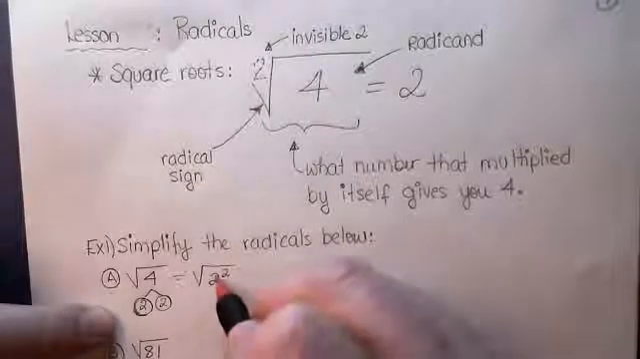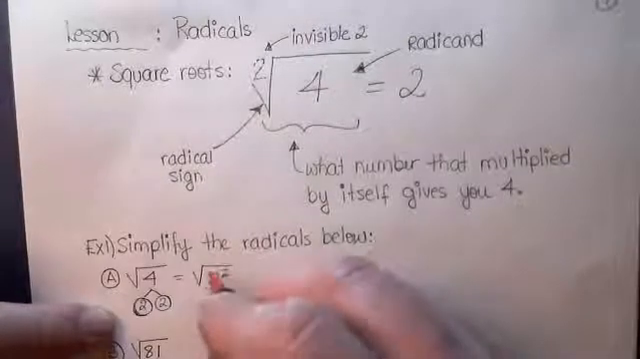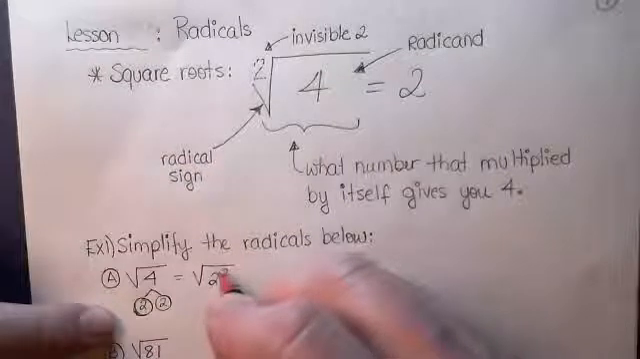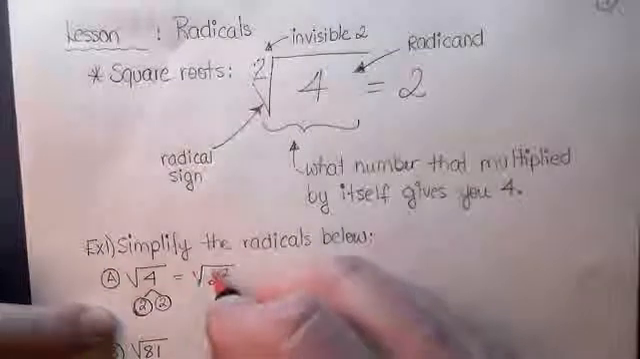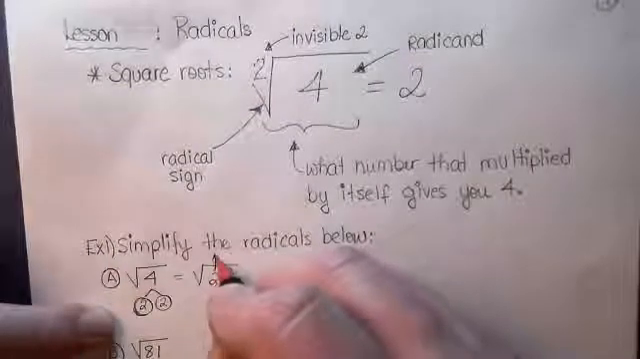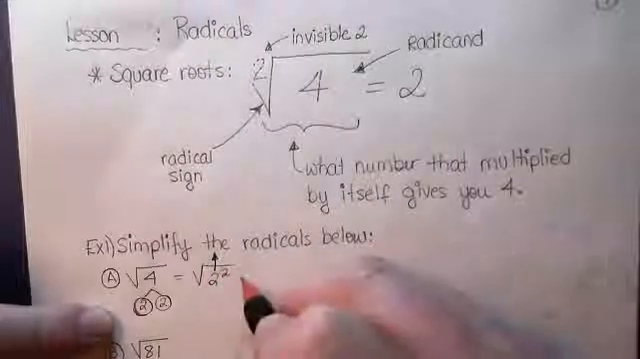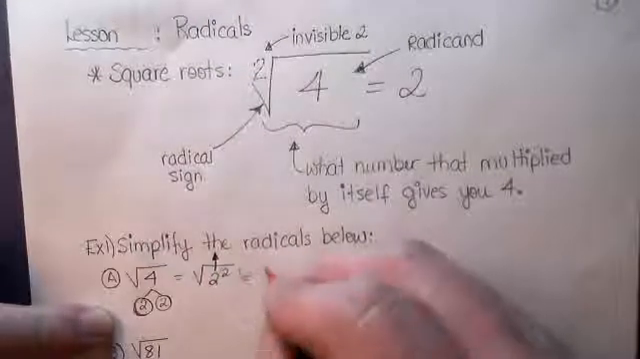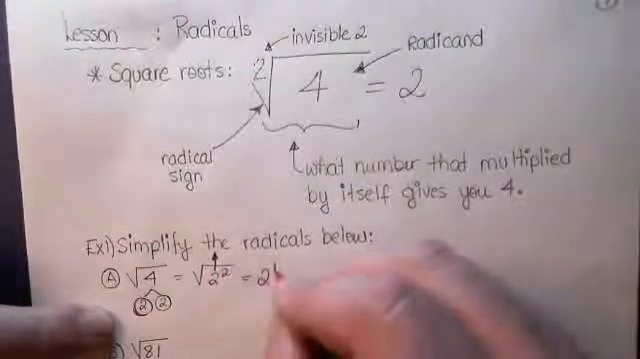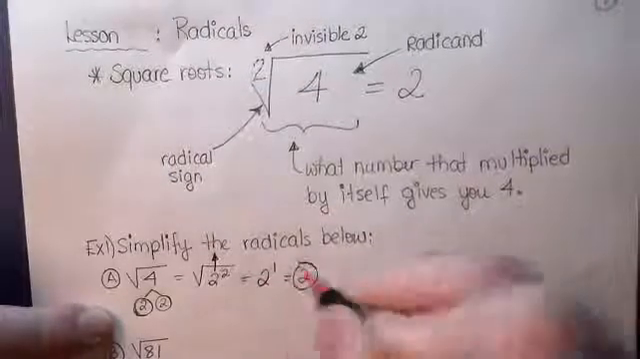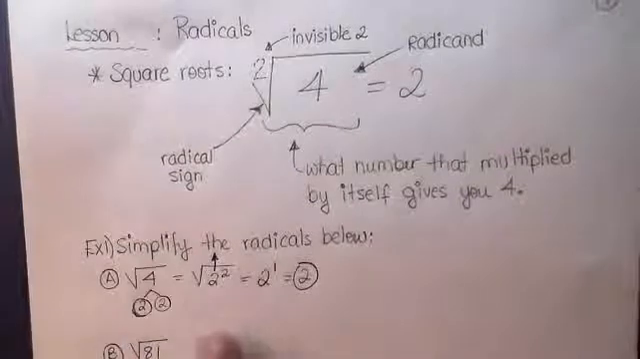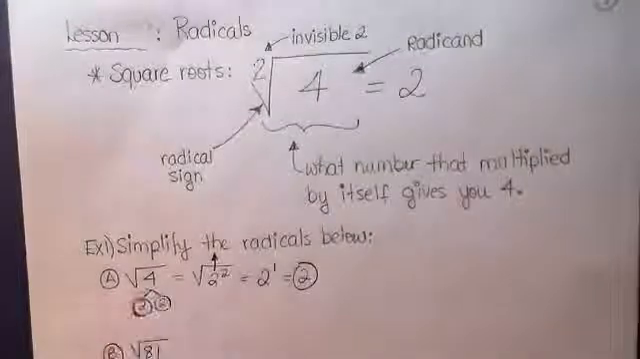Now, to be able to remove this 2 out of the radical, you have to be able to divide the exponent by the invisible 2. Can I divide 2 by the invisible 2? Yes, I can. So that means this base 2 can come out. And when it comes out, you divide the exponent. So 2 divided by 2 is 1, and that means your answer is 2. So that's what's happening behind the scenes when you're doing the square root of 4.